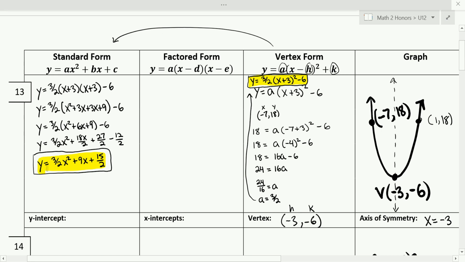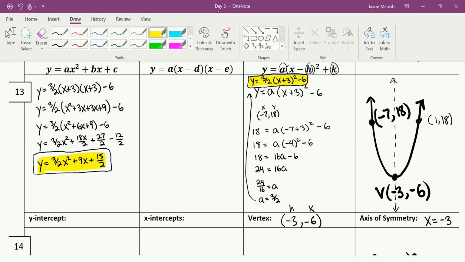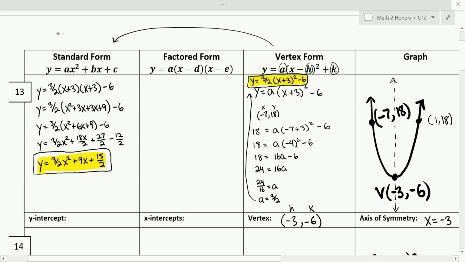All right, what y-intercept are we getting? Should be a fraction. 15 over 2. If you get 15 over 2 for your y-intercept, you're probably doing it right. I'll show you in a second here. Okay, here's my work. I highlighted the standard form that you want to get. 3 over 2x squared plus 9x plus 15 over 2. If you plug in 0 for x into that, you'll get y as 15 over 2, and that's how we're getting our y-intercept.